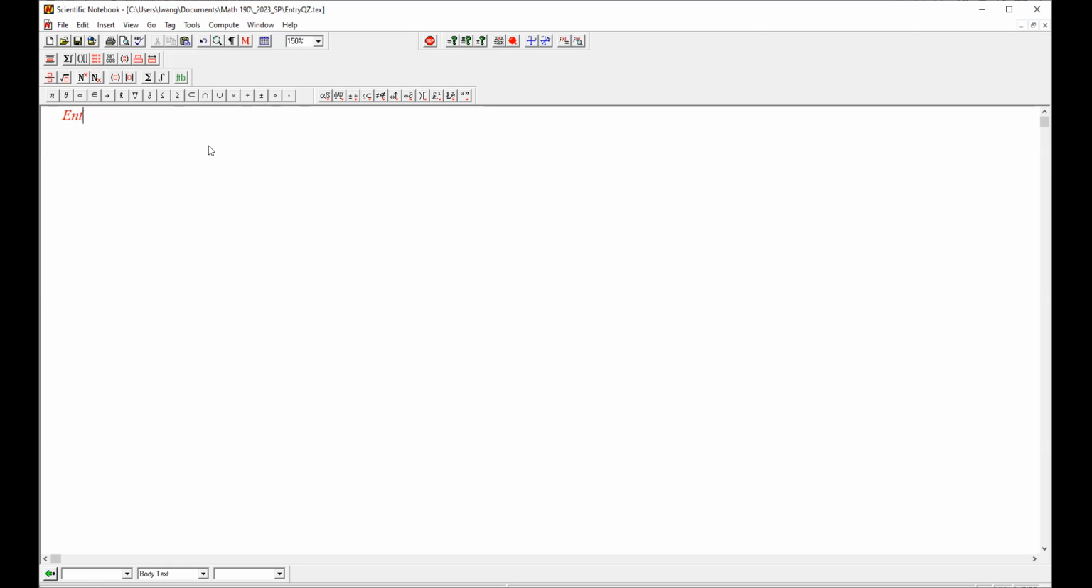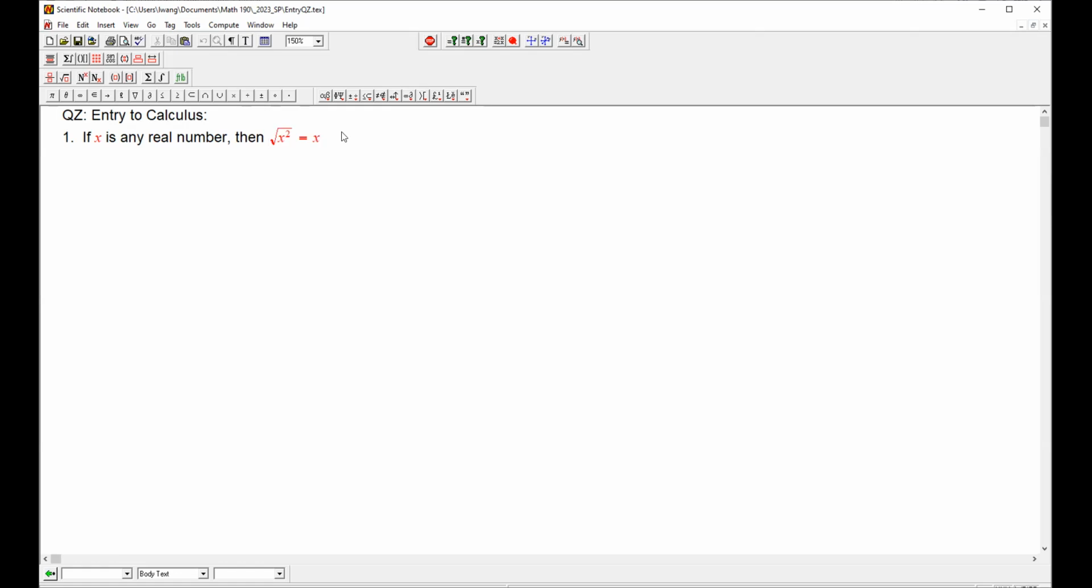entry quiz to calculus. Quiz, entry to calculus. Okay. The first most common mistake is that if X is any real number, then the square root of X squared equals X. We know that this is false.